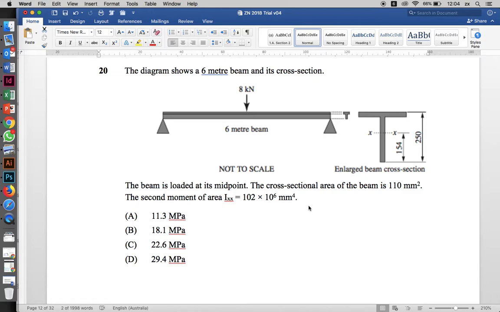That gives us our calculation. I can type it into my calculator now. Okay, we've got 12 times 154 all divided by 102. I can ignore the 10 to the 6's. So the answer will be 18.1. Okay.